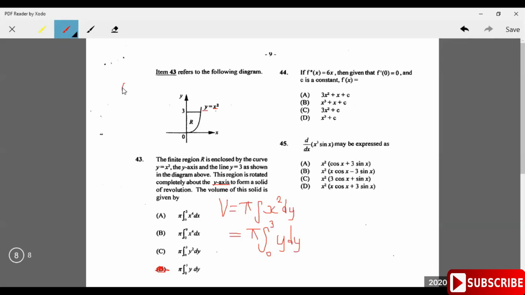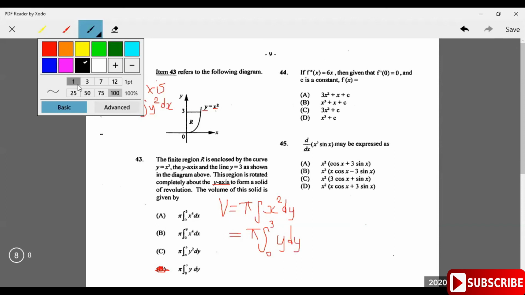So just to write it down, volume around x-axis is different from volume around y-axis. Volume around x-axis is given by volume is equal to pi times the integral of y squared dx. And so, of course, if you were finding volume around x-axis, it would be x squared, which becomes x to the 4. Volume around y-axis is pi times the integral of x squared dy.